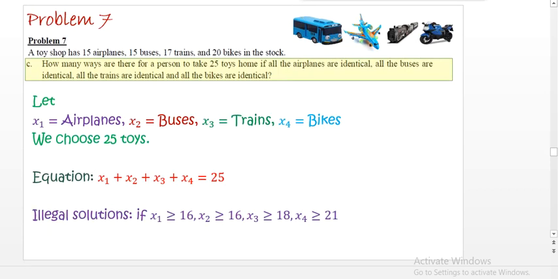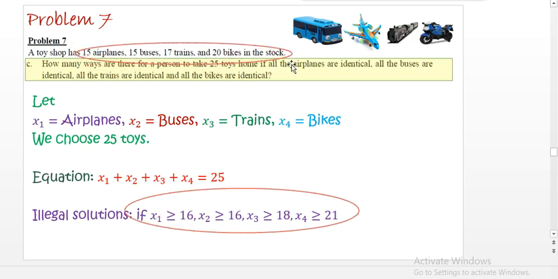So what are those illegal solutions? Illegal solutions are when x1 is greater than or equal to 16, or x2 is greater than or equal to 16, or x3 is greater than or equal to 18, or x4 is greater than or equal to 21. These all come from these restrictions, because we have x1 maximum 15. We cannot have more than 15. If we get 16, that is an illegal choice. If we have a solution in which the number of buses comes to be 16, it is not a valid solution, because we have maximum buses equal to 15.